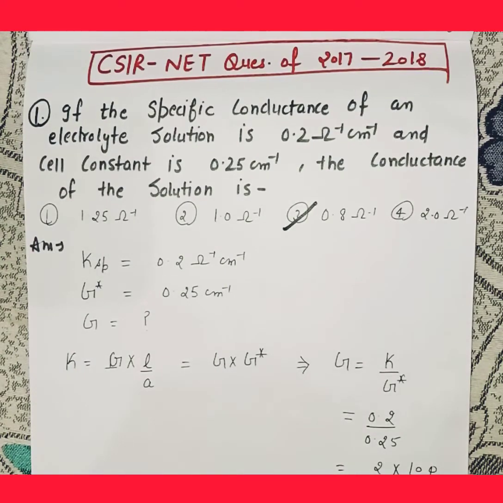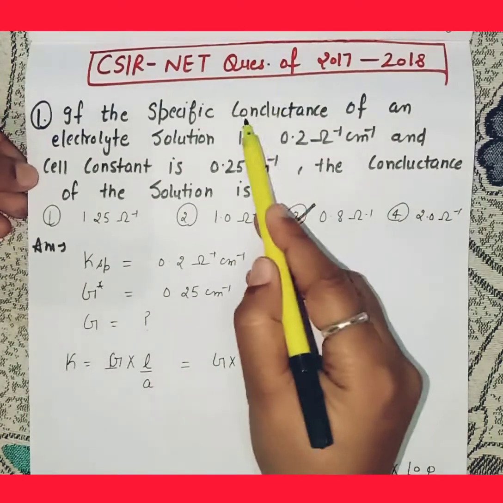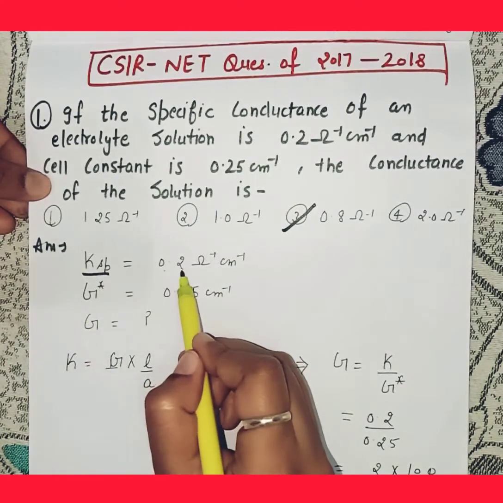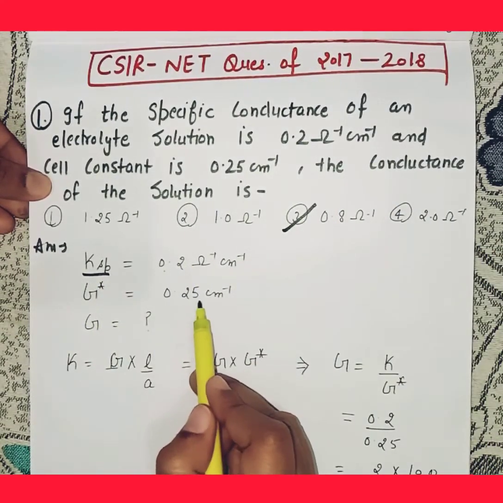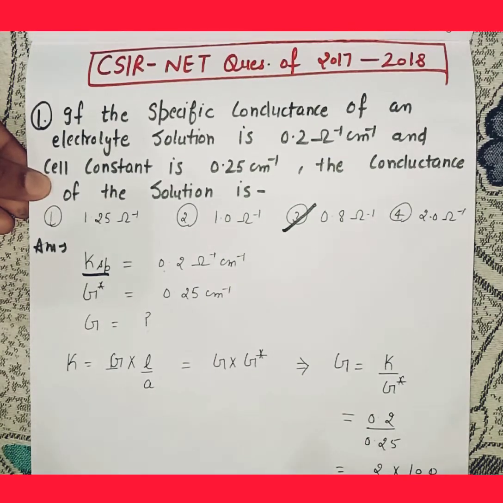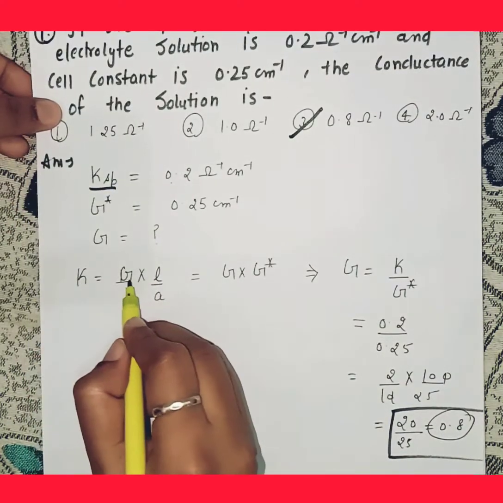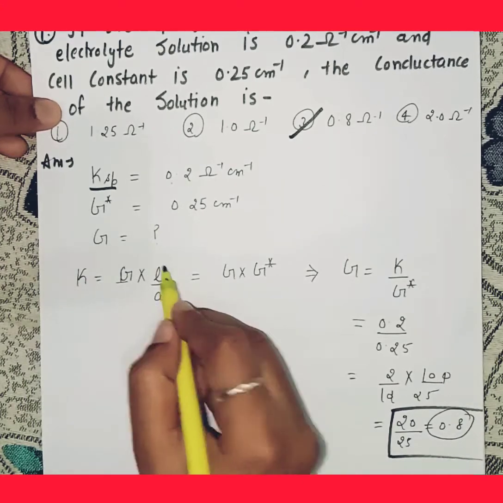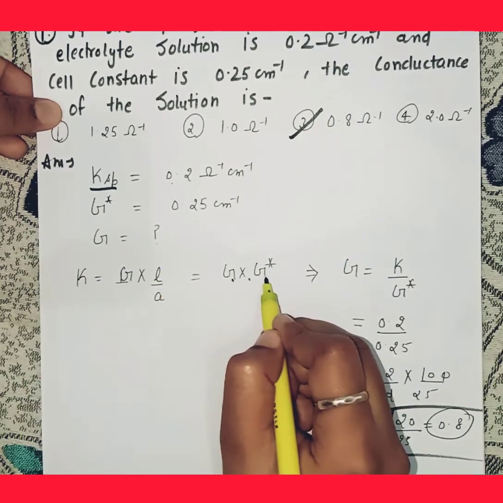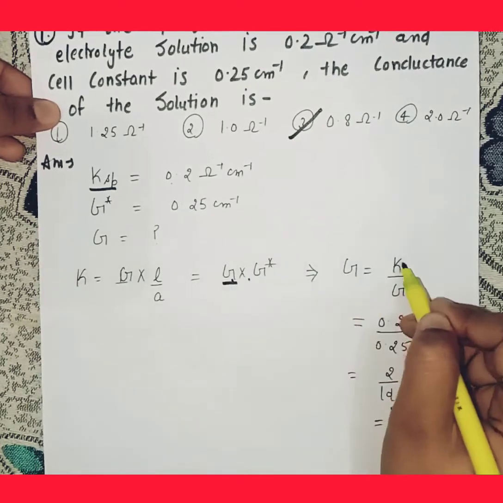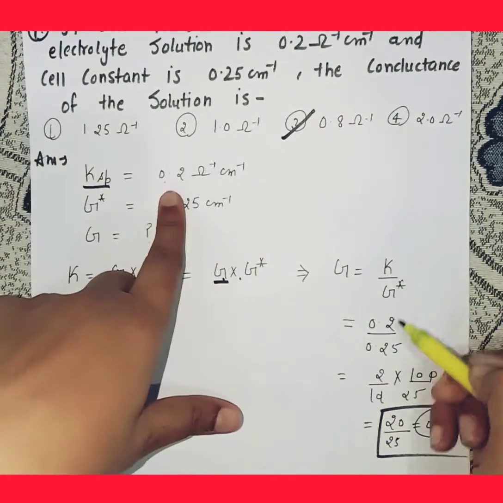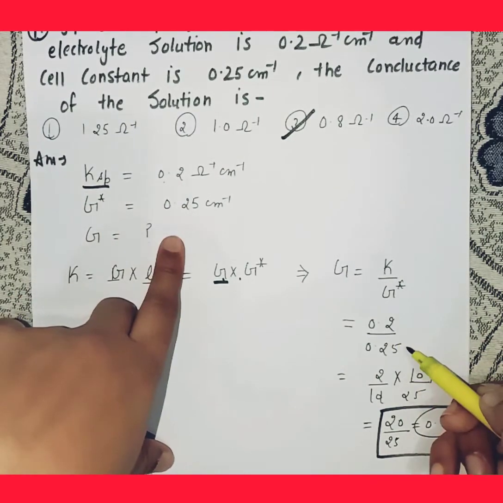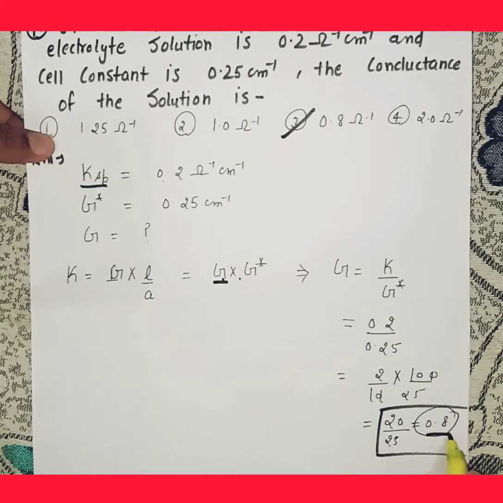First of all, write out which values are given. Specific conductivity is 0.2 and the cell constant value is 0.25. In our previous video we discussed all the formulas of electrochemistry; you must go to the description box and watch that video. So kappa is equal to G into L by A, and this L by A is the cell constant, G star. From here G is equal to kappa upon G star, where kappa is 0.2 and G star is 0.25. So we can calculate, and the value is 0.8.